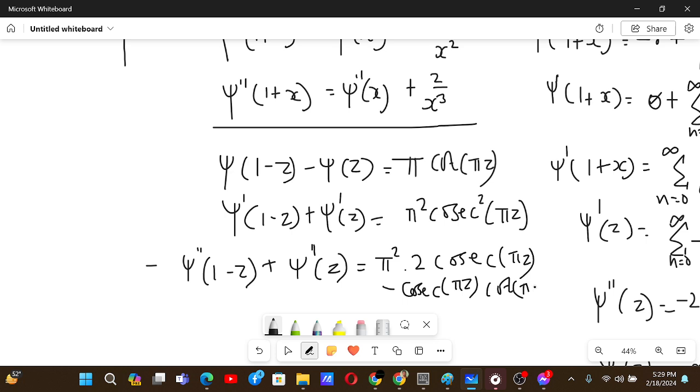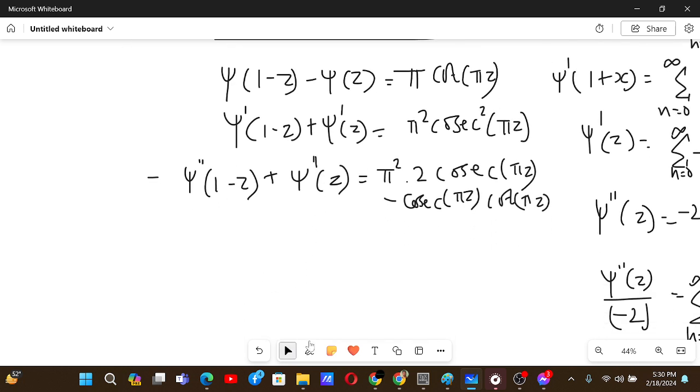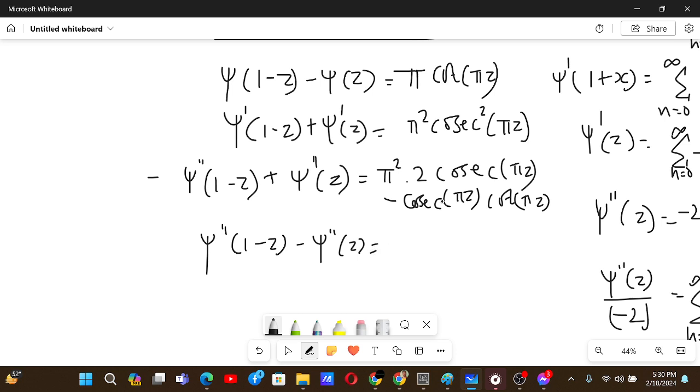That's why we can multiply both sides by a negative sign. Then we will get quad gamma of 1 minus z minus quad gamma of z equals 2 pi cube, and then this is basically cos pi z by sine cube pi z.